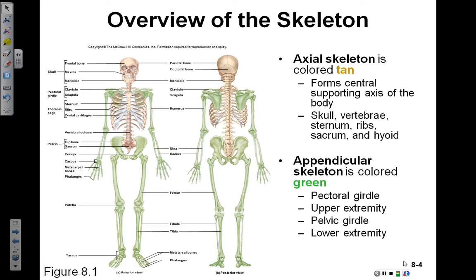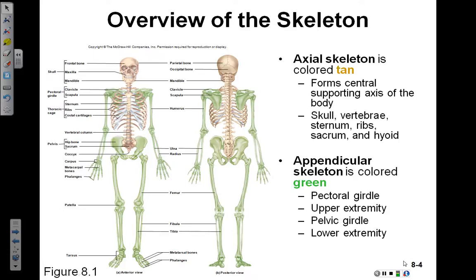We've talked a little bit about the axial and the appendicular skeleton. The axial skeleton, of course, is your central axis, which is the middle of your body. You have your head, your neck, and what? Your trunk. You've got your ribs involved, the sternum involved here. Of course, you've got the vertebrae involved, the sacrum, which is this big bone right here, and the hyoid bone.